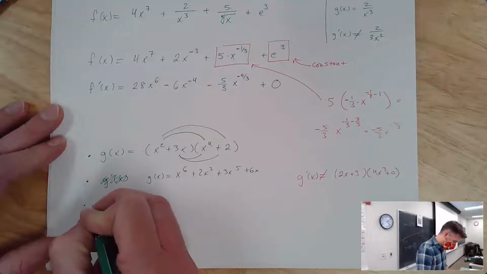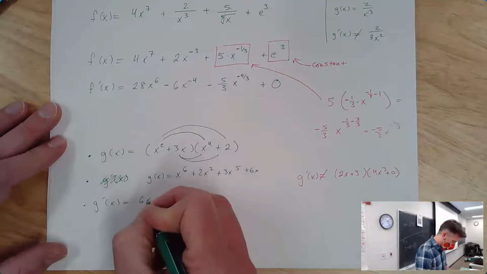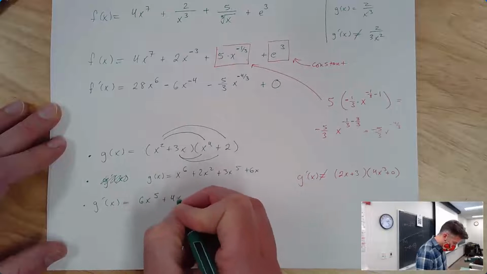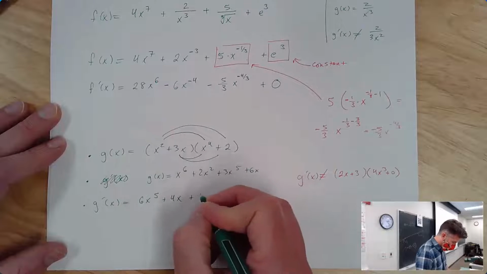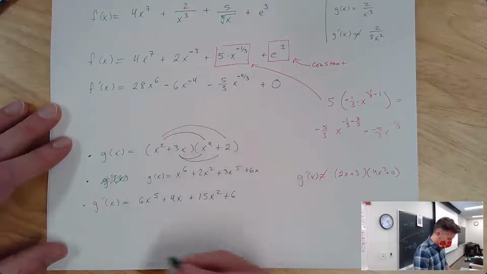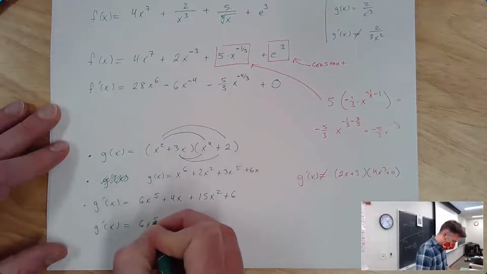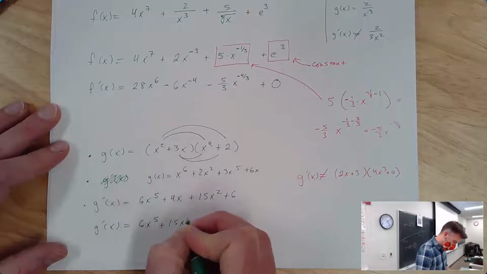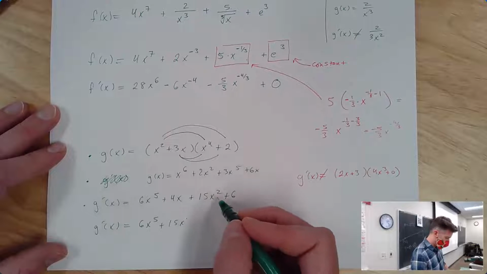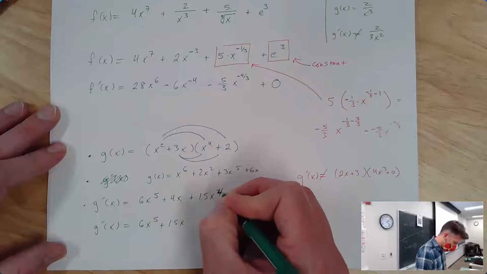So now my derivative is going to be derivative of x to the 6th is 6x to the 5th. Derivative of 2x squared is 4x. Derivative of 3x to the 5th is 15x squared. And the derivative of 6x is 6. If I was writing this in the standard way, I'd write it as 6x to the 5th plus 15x. Oh, I made a mistake there. What should my power actually be? Yeah, I might have said 4. I don't remember actually, but I certainly didn't write 4.